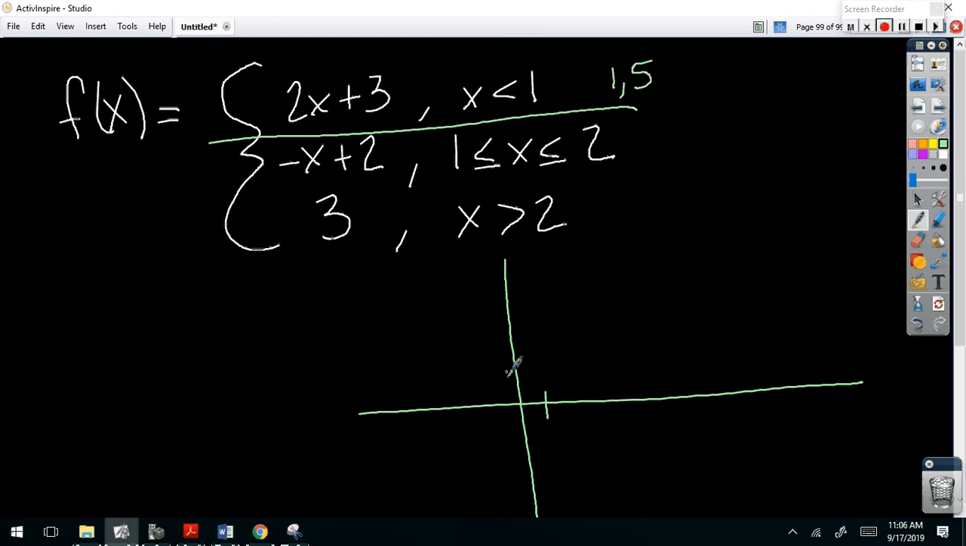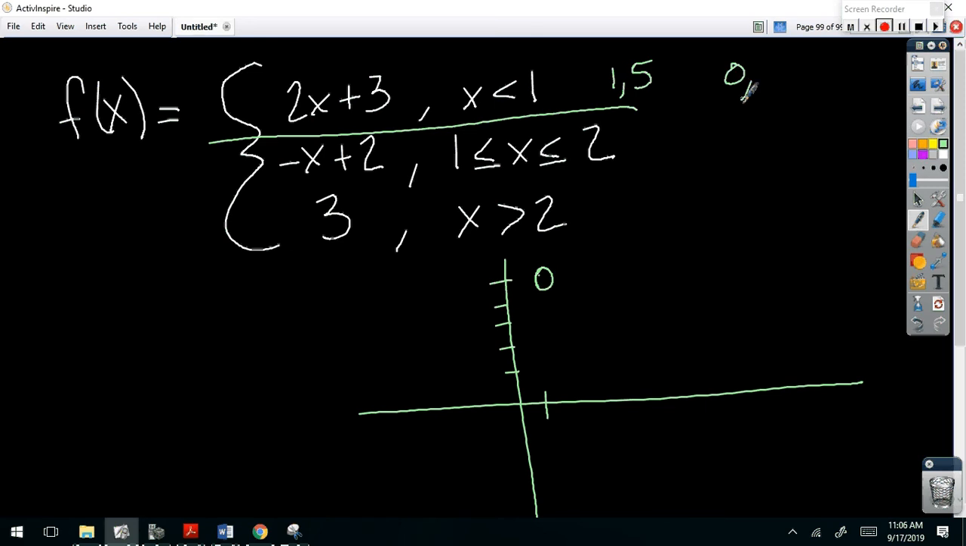All right, (1, 5). Is it open or closed? It's open. Why? Less than. There's no or equal to. Now it's saying x has got to be smaller than 1. So what should I use for another point? 0, because 0 is smaller than 1.